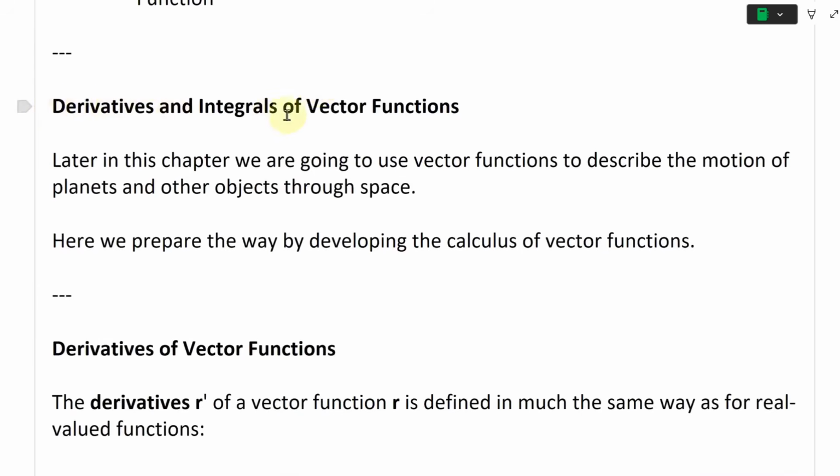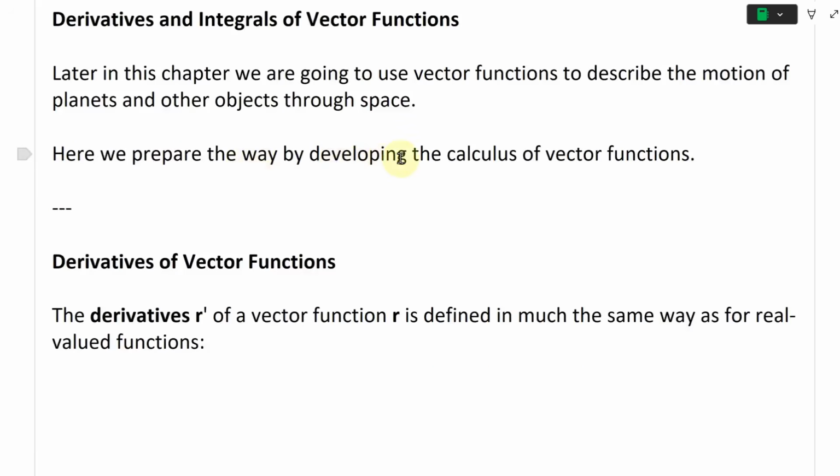So derivatives and integrals of vector functions. Later in this chapter, we are going to use vector functions to describe the motion of planets and other objects through space. Here, we prepare the way by developing the calculus of vector functions.